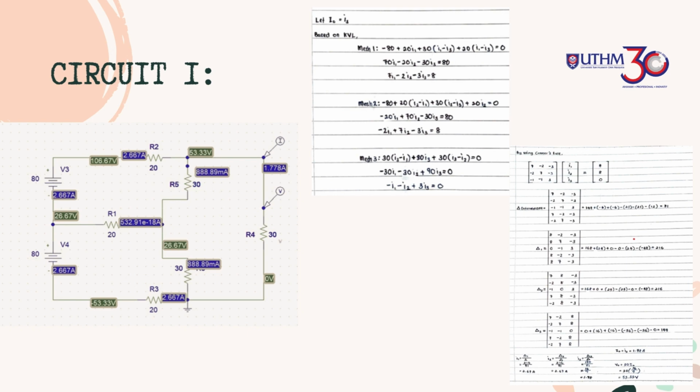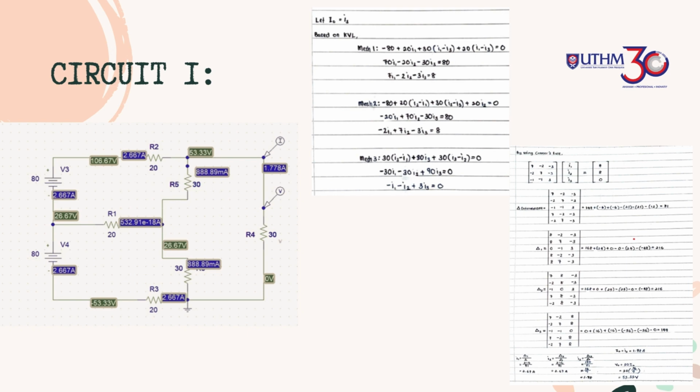For manual calculation, we use mesh analysis, Kirchhoff's voltage law, and Cramer's rule to solve the circuit. From the manual calculation, we get I1 equal to 2.67 ampere, I2 is 2.67 ampere, and I3 is equal to 1.78 ampere. From this calculation, we know that I3 is equal to I0. So I0 will be equal to 1.78 ampere, and V0 can be calculated by using the formula 30 I0. So the V0 is equal to 53.33 volt.